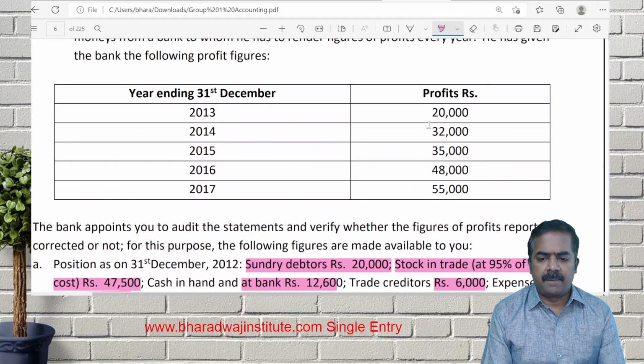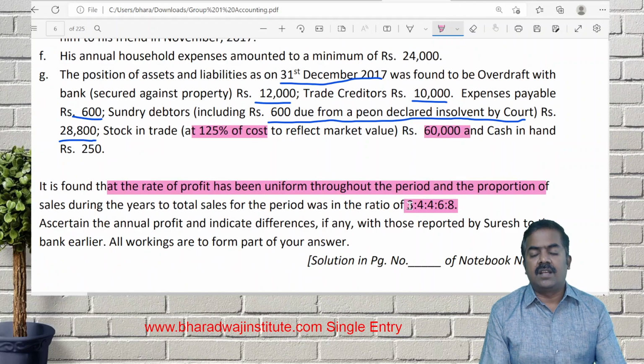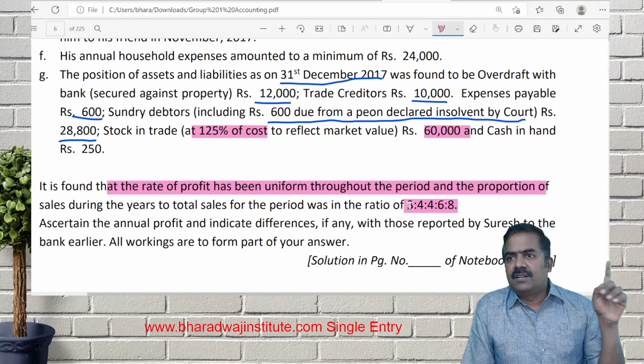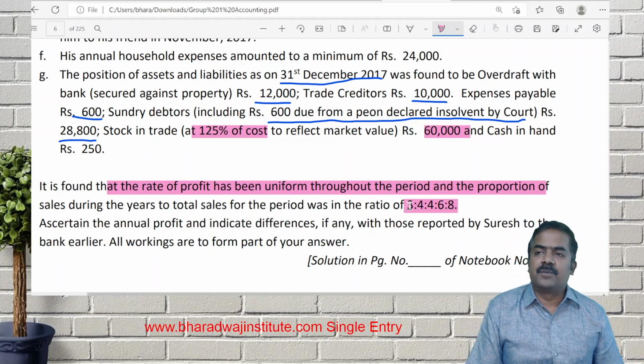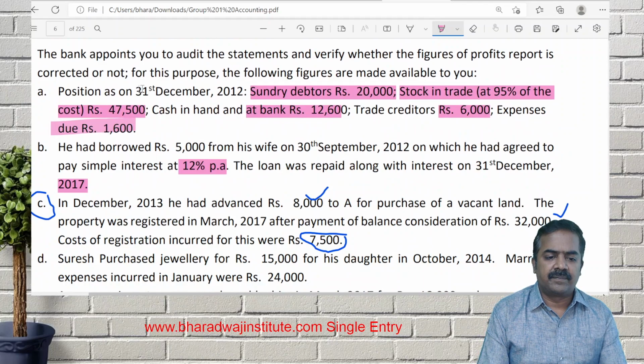3:4:4:6:8. The profit is clear. The profit should be apportioned in which ratio? 5 years. 3:4:4:6:8. Okay, 5 years' profit in that ratio. Remember, simple. We will prepare the statement of affairs first on what date?